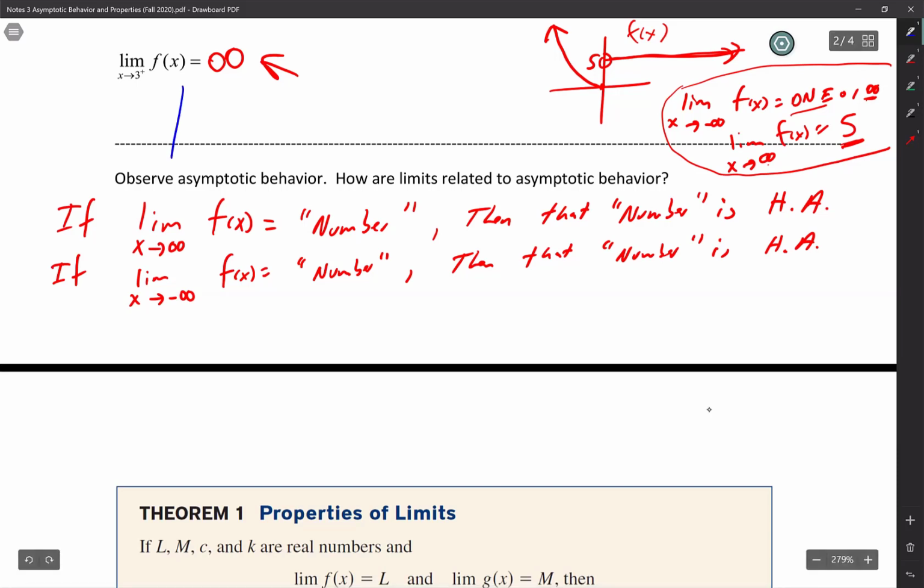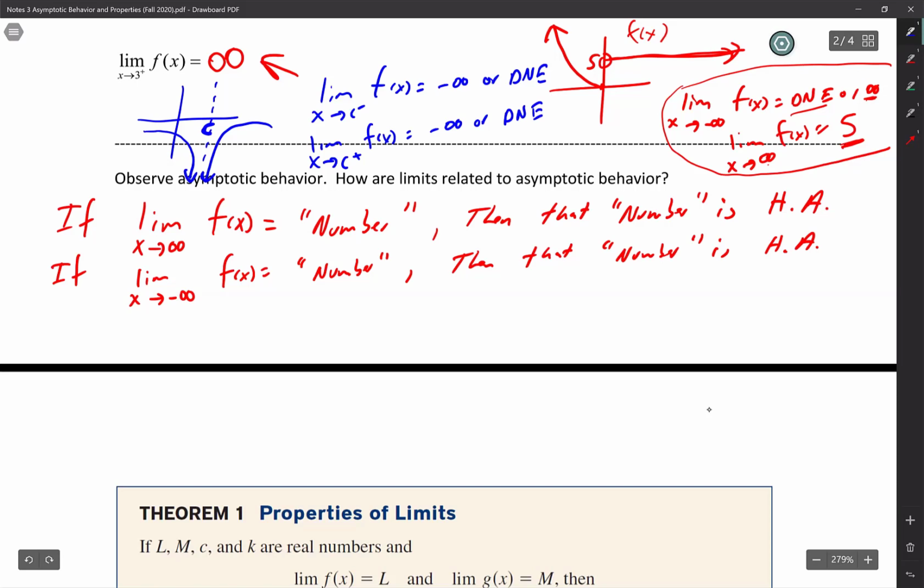So let's say I have this function. I'm just going to draw something random, and I'm going to say this is my vertical asymptote, and I'm going to call this C. If I say the limit as x approaches C from the left of this function, I'm approaching negative infinity. You can say negative infinity or does not exist. The limit as x approaches C from the right-hand side is either negative infinity or does not exist. Which one's the better answer? They are both equivalent. Probably the better answer would be the behavior, the negative infinity.